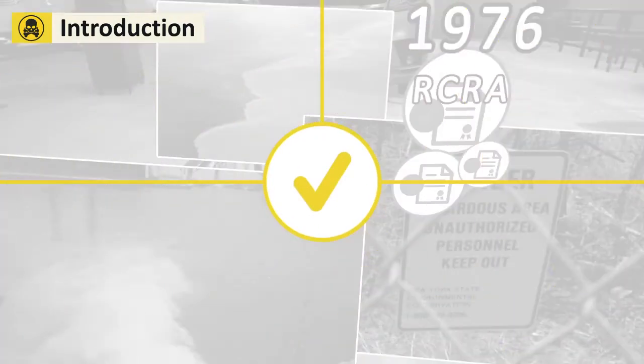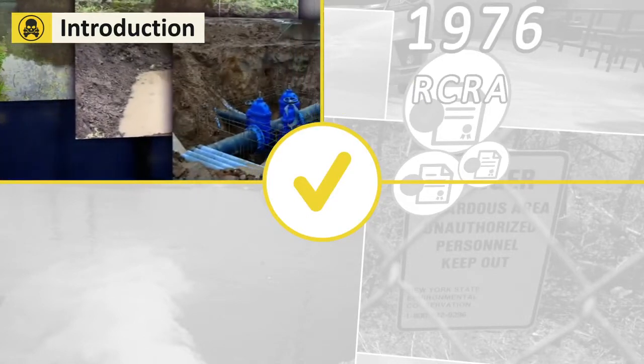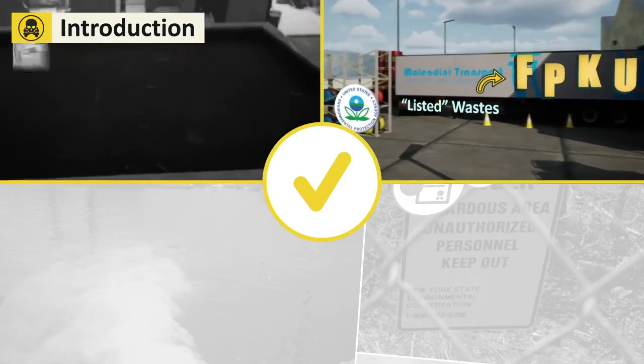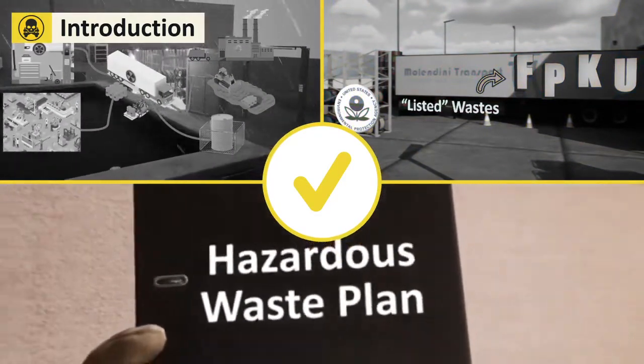When you have completed this course, you should be able to recognize the different wastes under RCRA and identify the 4 hazardous waste characteristics. You should also be able to recognize the ways to properly manage hazardous waste.